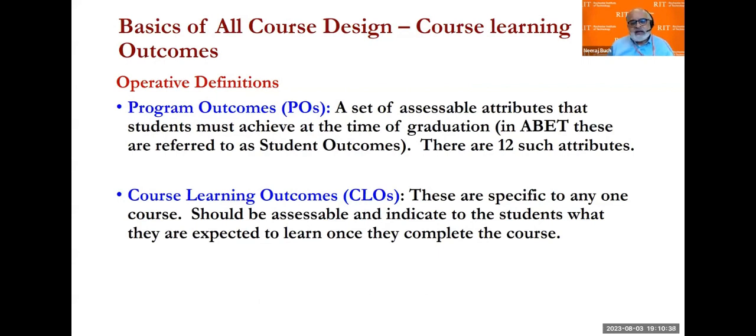And then something else that we need to define are the course learning outcomes, or the course learning objectives. These are very specific to any course and should be assessable. You should be able to assess them and indicate to the students what they're expected to learn once they complete the course. And one can draw a map between the course learning outcomes and program outcomes.